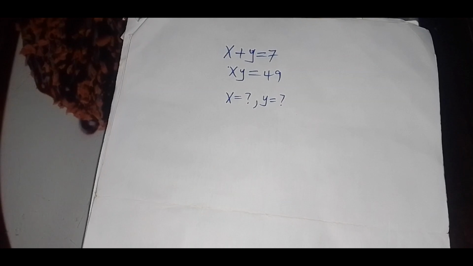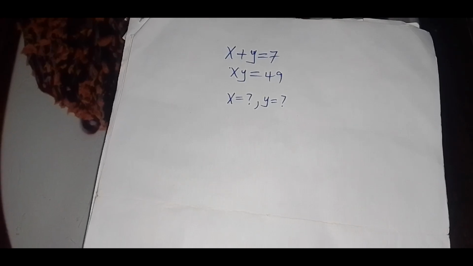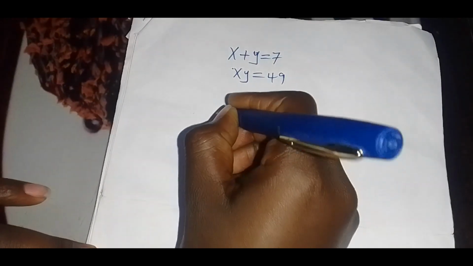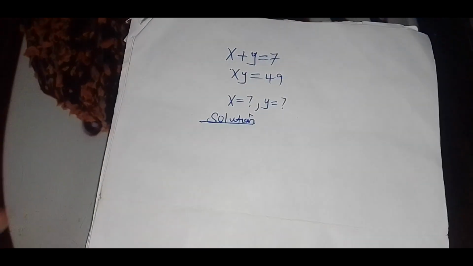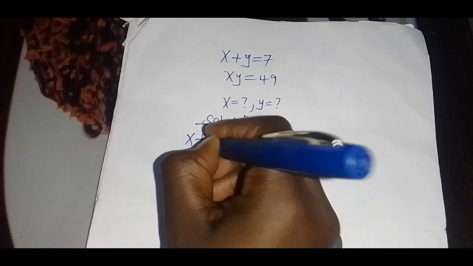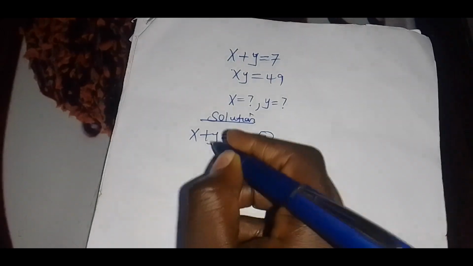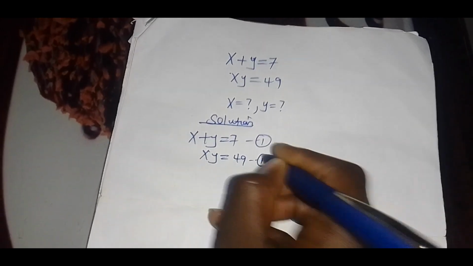We solve for the value of x and y. Given this math problem, we have x plus y equal to 7, and xy equal to 49. So what is the value of x and y? Solution to this problem: we have x plus y equal to 7, this is our first equation, and xy equal to 49, our second equation.